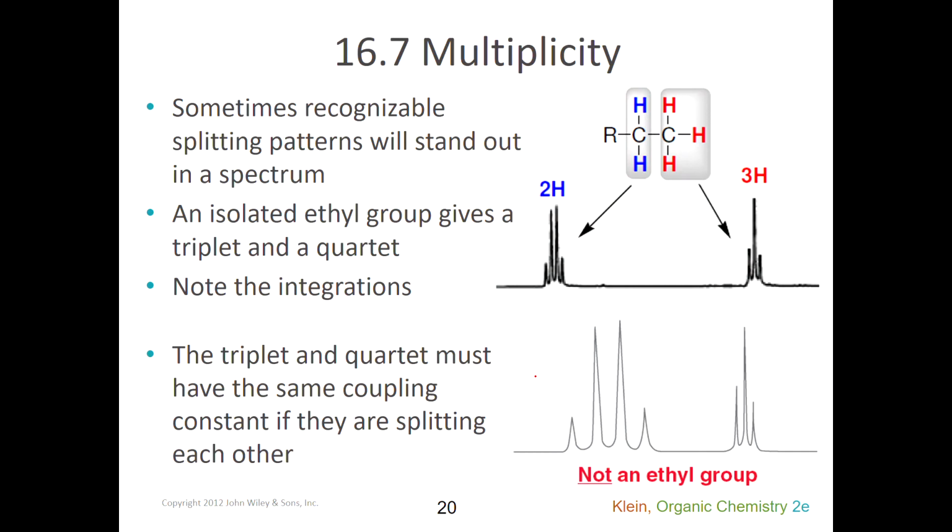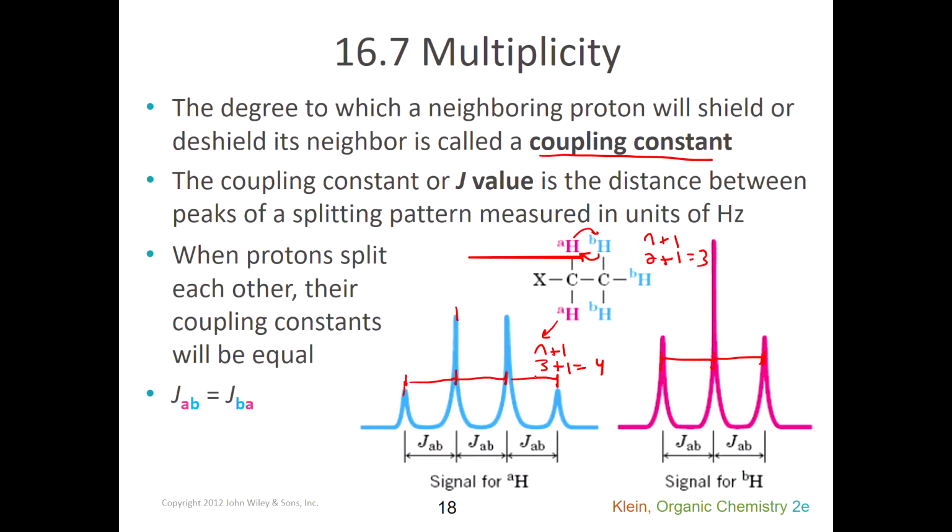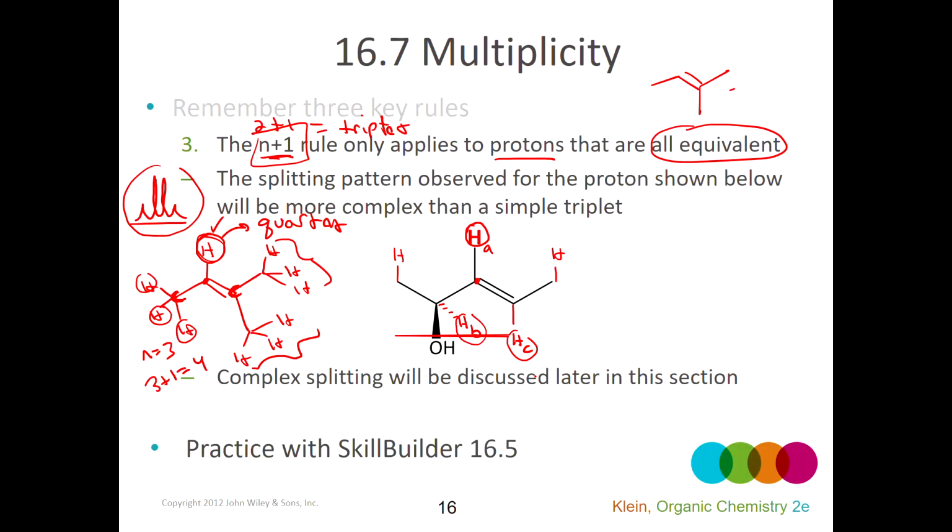So let's go back over here and talk about this now. So we have a similar situation here. B is splitting A and C is splitting A. But the coupling constant that B is splitting A with might be quite different from the coupling constant that C is splitting A with, because B and C are not equivalent.